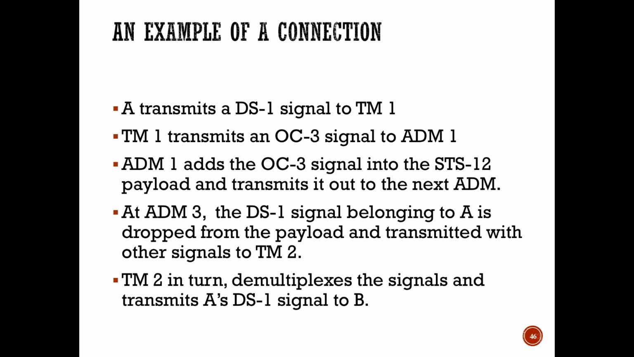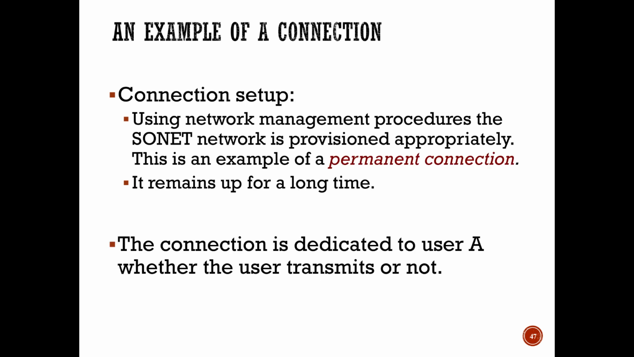At ADM3, the DS1 signal belonging to A is dropped from the payload and transmitted with other signals to TM2. TM2 in turn demultiplexes the signals and transmits A's DS1 signal to B. Connection setup: using network management procedures, the SONET network is provisioned appropriately. This is an example of a permanent connection. It remains up for a long time. The connection is dedicated to user A, whether the user transmits or not.